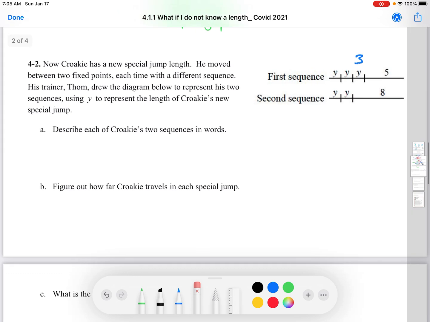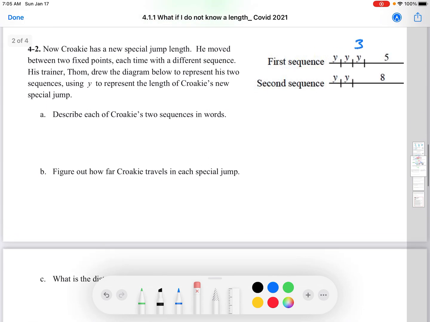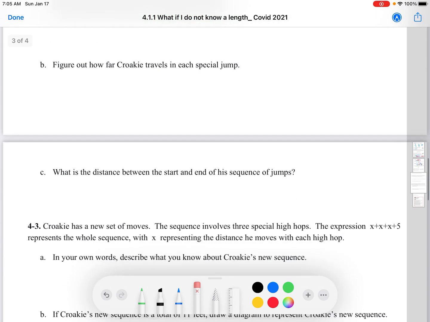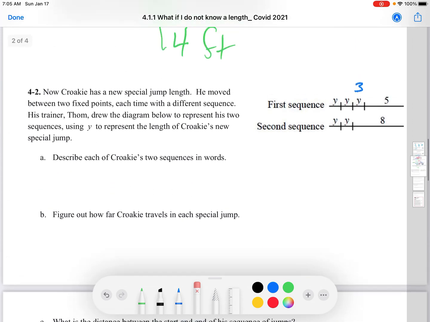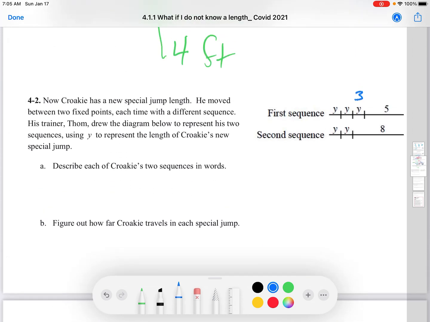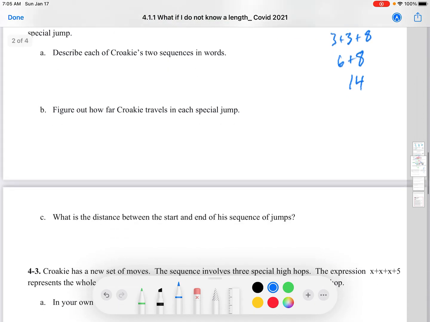And that helps us to find the whole thing. What is the distance between the start and end of the jump sequence? Well, I can do the top one, which is 3 plus 3 plus 3, or 9. 9 plus 5 is 14. Or I could go down here and say 3 plus 3 plus 8, which is 6 plus 8, which is also 14. There we go. Good deal.